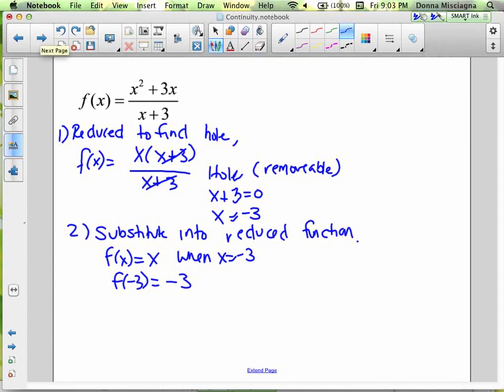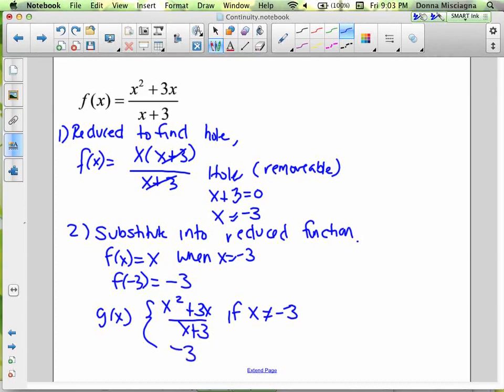So the rewritten function, we just had to find what the value was, but if we were to rewrite this, now I'm going to just switch it to a g of x, because it technically is another function, right, because we're plugging in a hole. Right, so we would still have x squared plus 3x divided by x plus 3 if x is not negative 3, and then negative 3 if x is negative 3. Because that's the value of what we get for y, because that's where a hole is. We have a hole at negative 3, negative 3. Right? So a nice little rational function there with a hole in it.